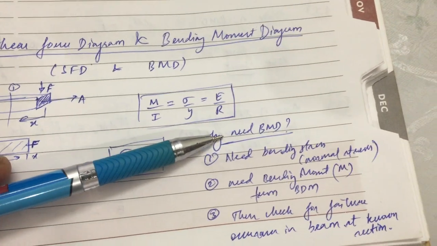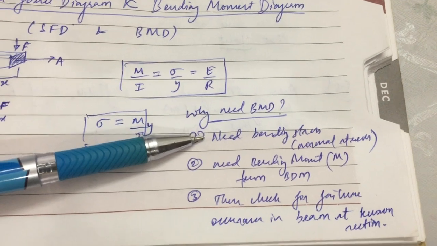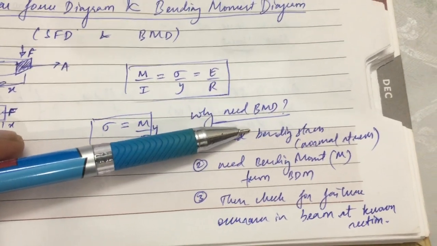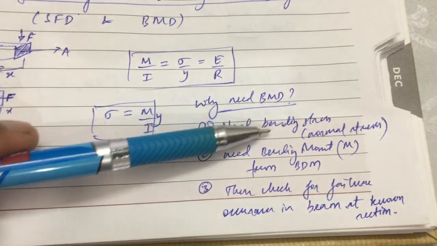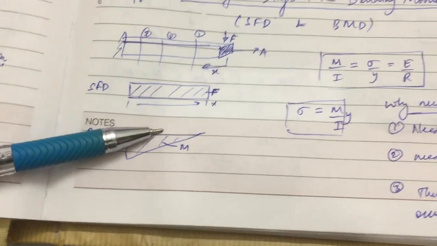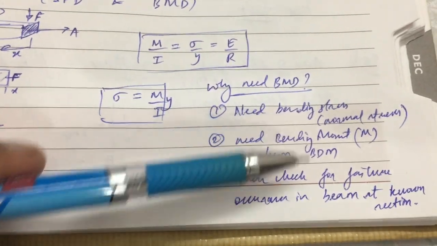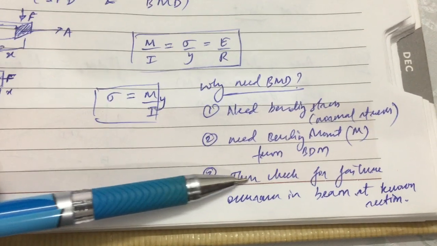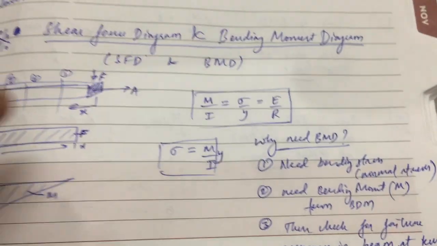But why do we need the BMD? We need the BMD because we need to know about the bending stress, which is the normal stress, tensile or compressive. We need bending stress, that's why we also need the bending moment in the body through this diagram. And when we get this bending stress, we will be able to check whether the material passes through the failure point or not, so that we can prevent the failure.